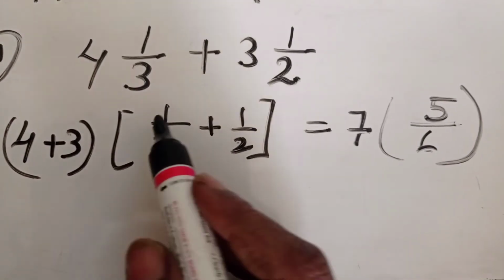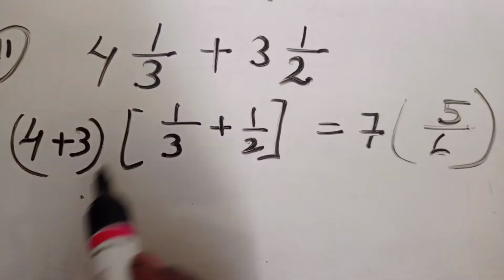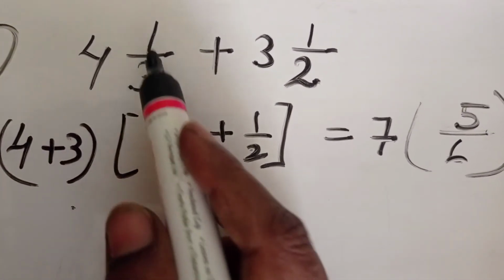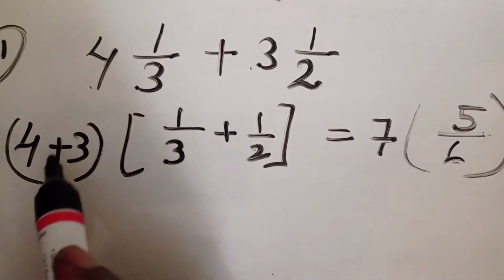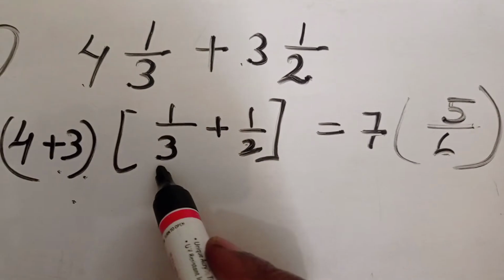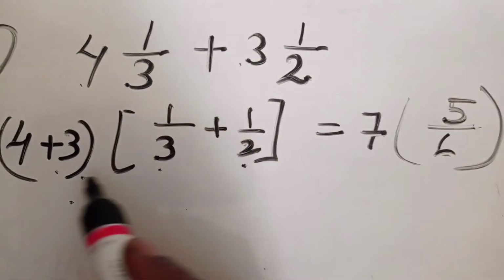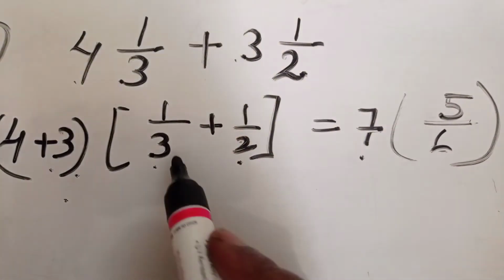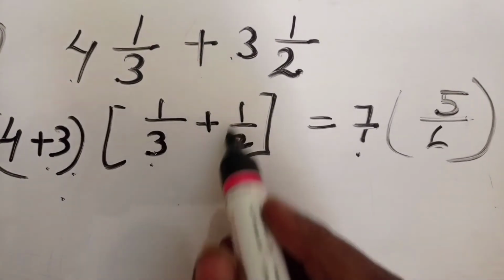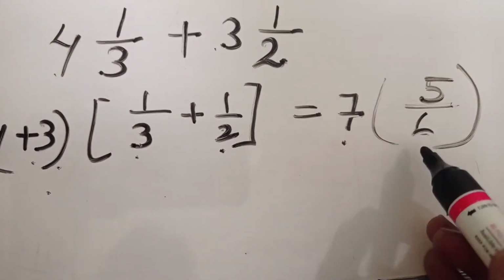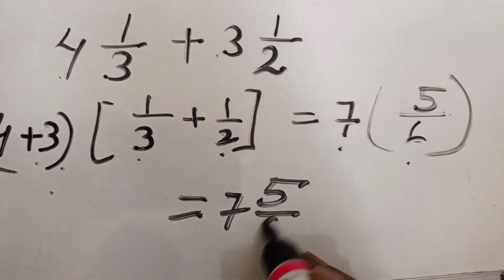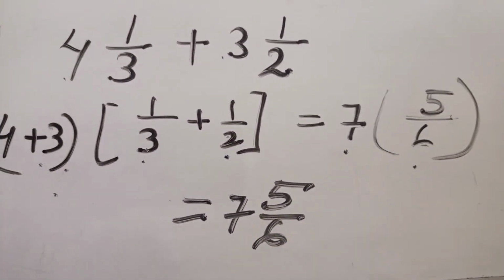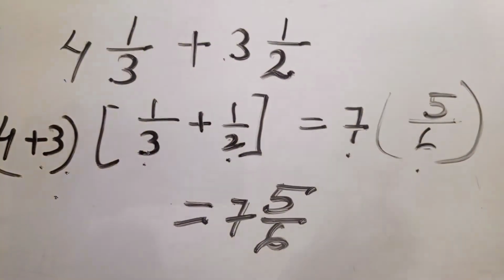You can also add mixed fractions like this. Suppose I take 4 1/3 and 3 1/2. First add the whole numbers 4 plus 3, and add the fractions in a big bracket. This becomes 7, and when you add 1/3 plus 1/2, it becomes 5/6. So we get 7 5/6 by adding this and this.